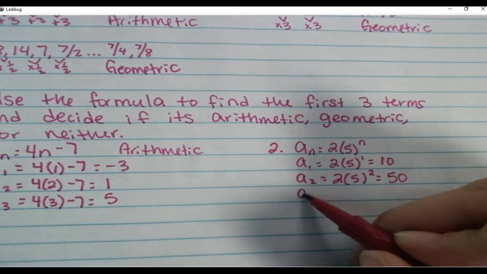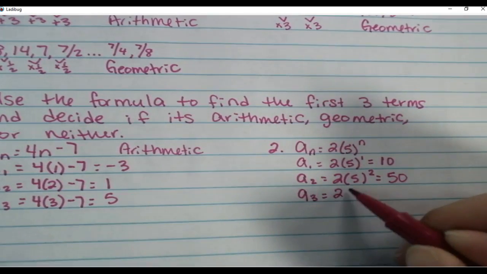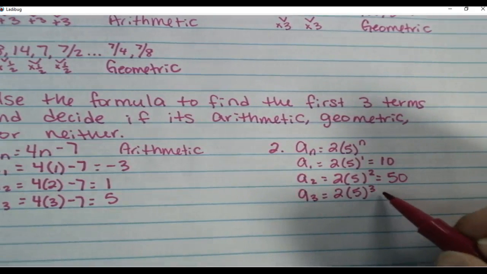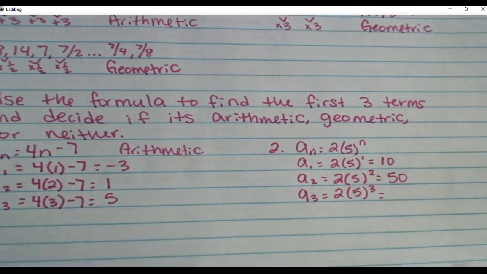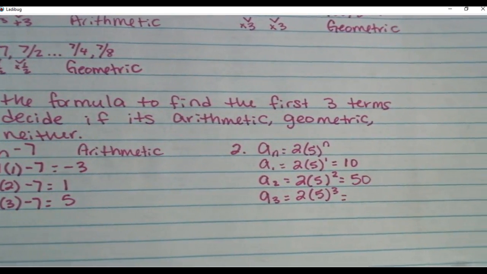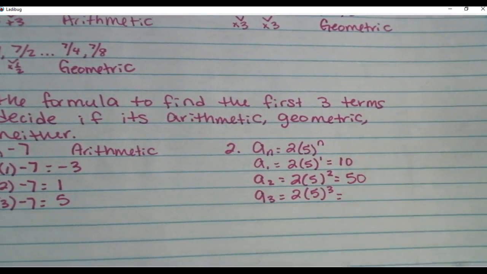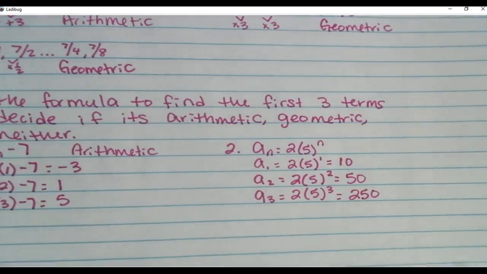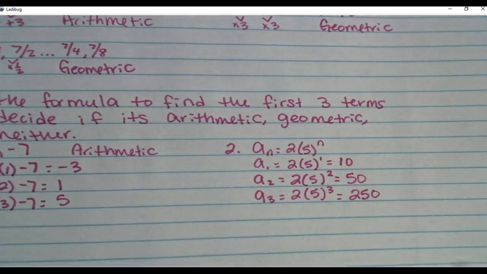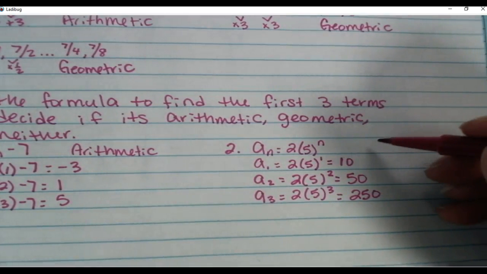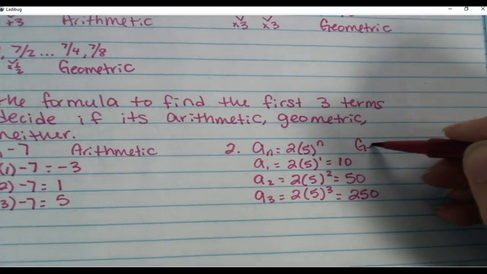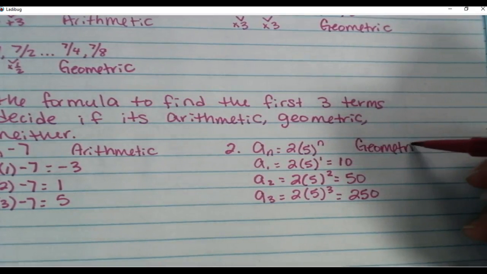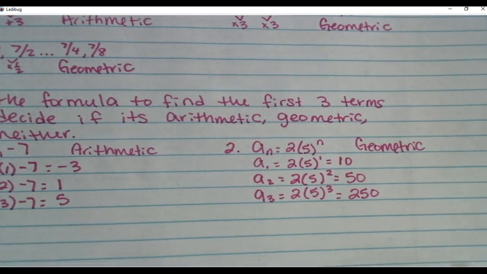And then we also want the third term. So 2 times 5 to the third. Which is what? 250. So what's happening each time? It's multiplying by 5, which means it is, good, geometric. Good. Questions?